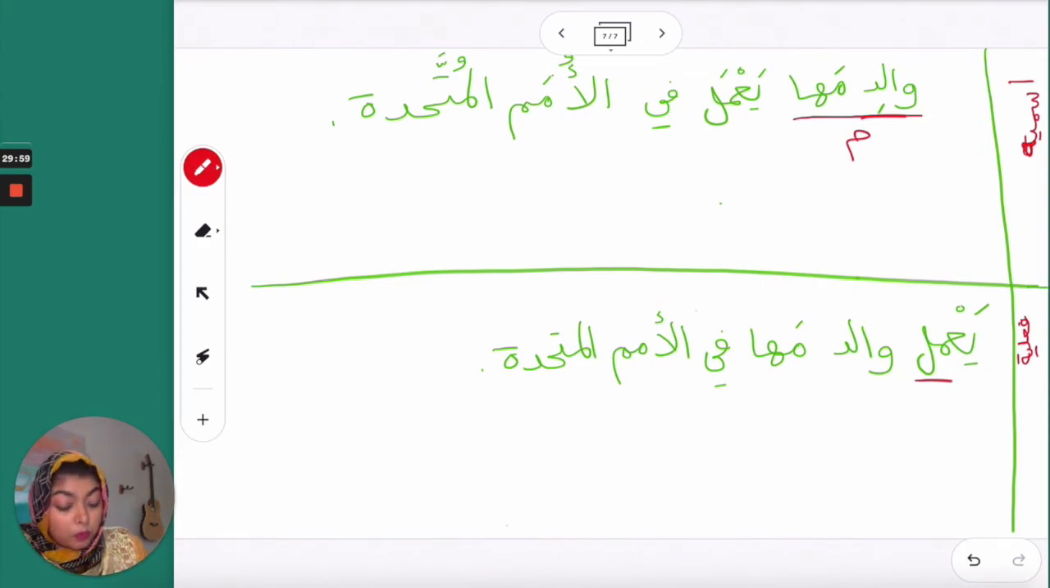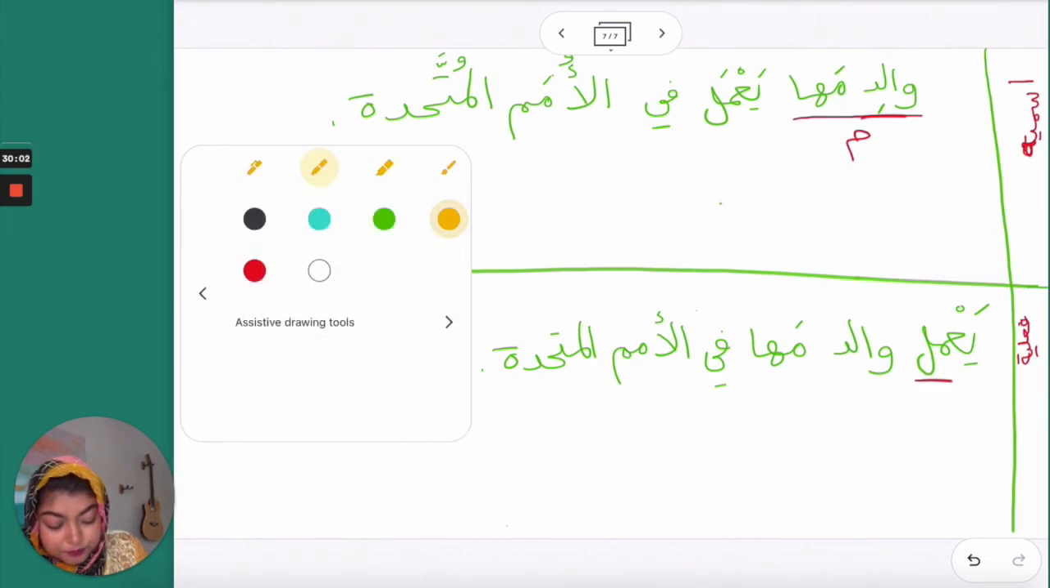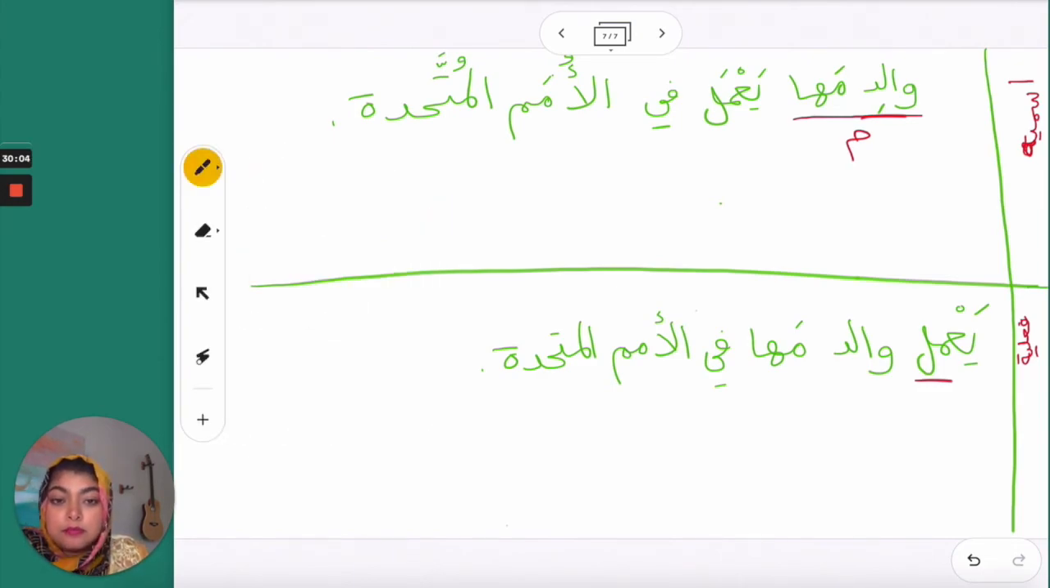What about him? What are you telling me about him? يعمل في الأمم المتحدة. So all the rest of that we can call our خبر. We're not going to go, there's specific words. في is a حرف and we have حرف جر. I'm not going to teach you all that in this lesson. So just مبتدأ and خبر, that's it.